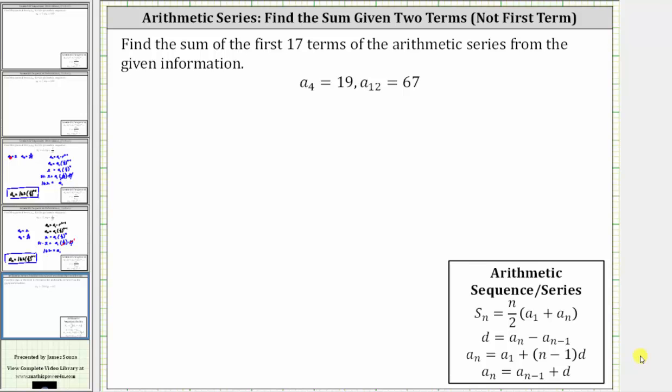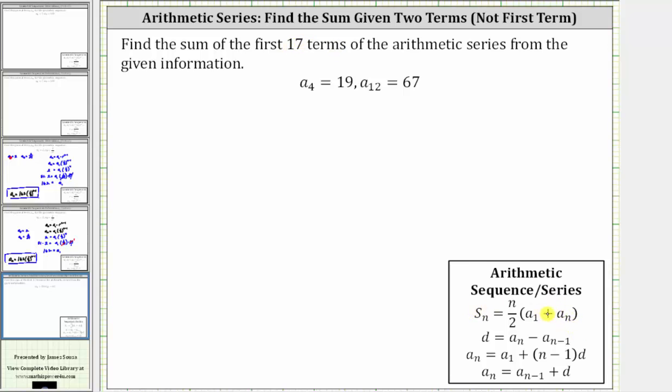We're asked to find the sum of the first 17 terms of the arithmetic series from the given information. We are given a sub 4 equals 19 and a sub 12 equals 67. Looking at the formula for the partial sum s sub n, notice how we'll have to find a sub n, or in our case the 17th term.